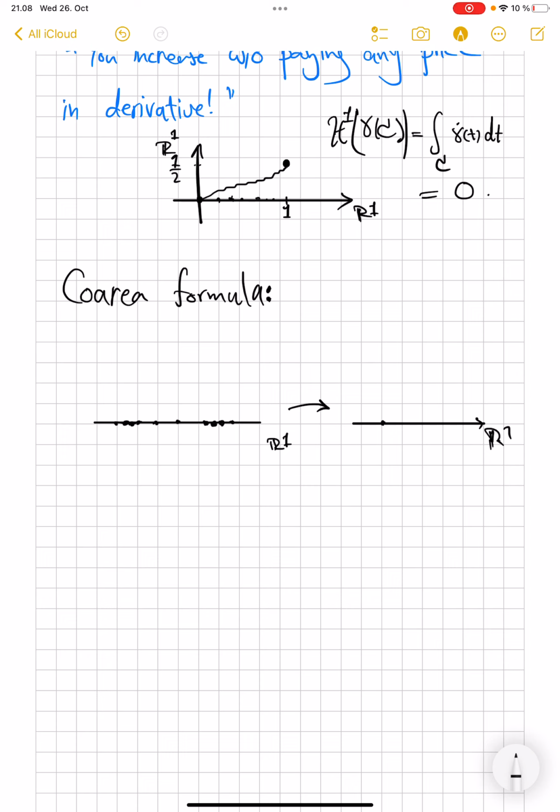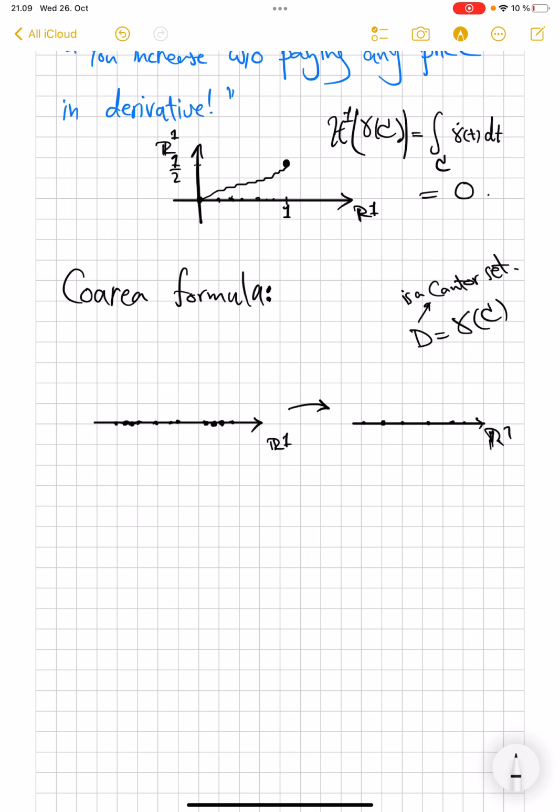Okay, so this fat counter set C maps to a thin counter set. I don't want to get into the details of why the image of gamma itself is a counter set. You're welcome to ask questions in the comments or even discuss them between yourselves.